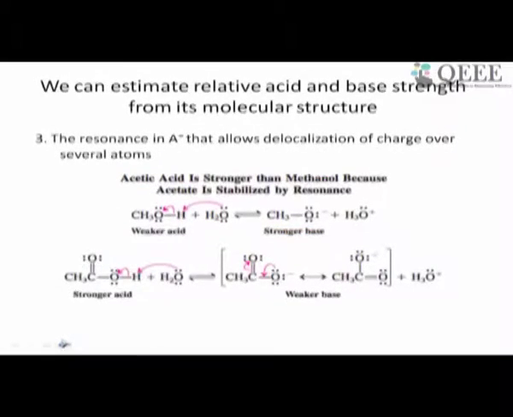The third point is resonance. For example, between methanol and acetic acid, both have dissociation of OH. But in methanol, it generates the base O minus, which is obviously a strong base because methanol is a weak acid.